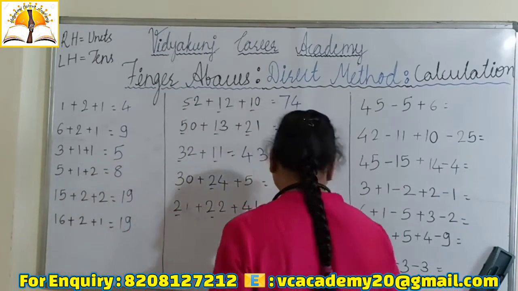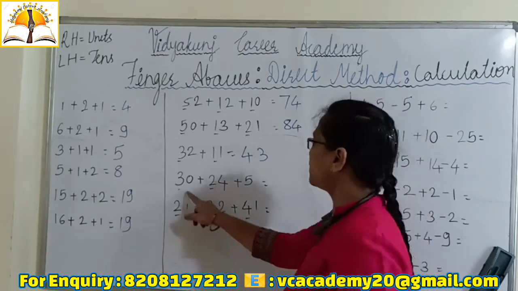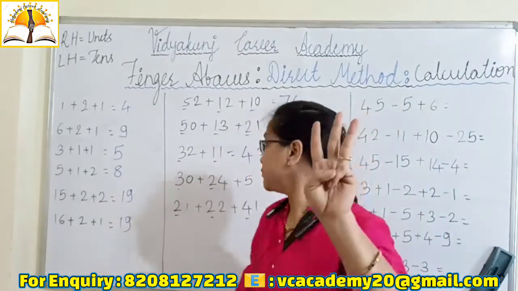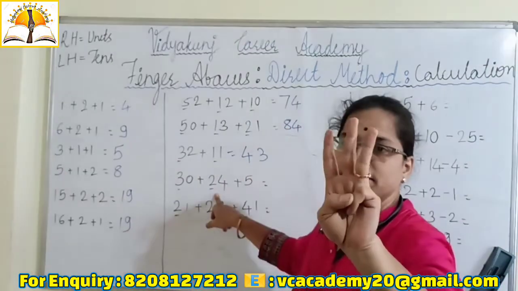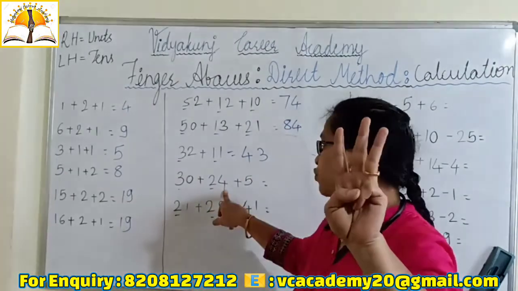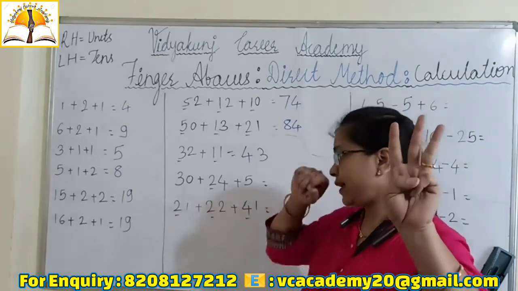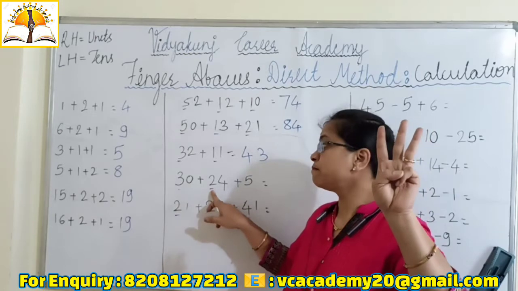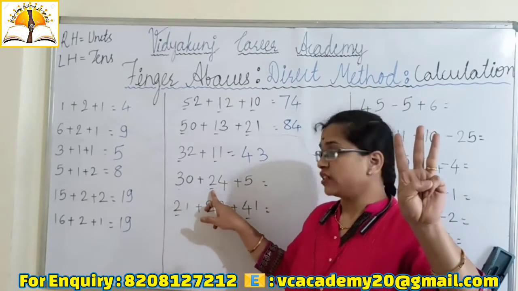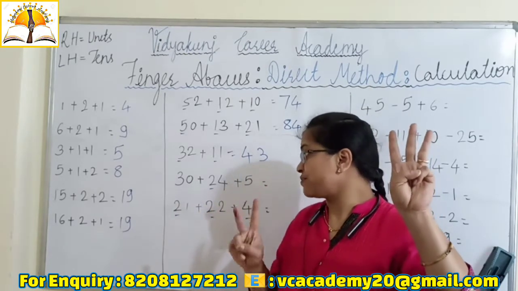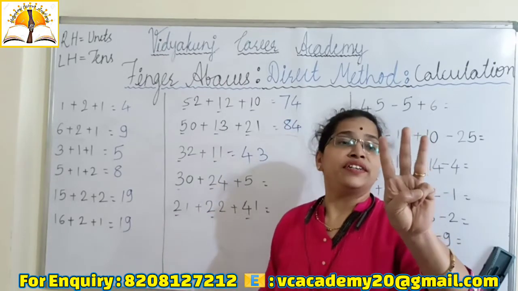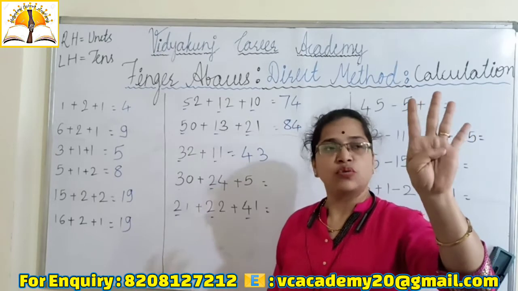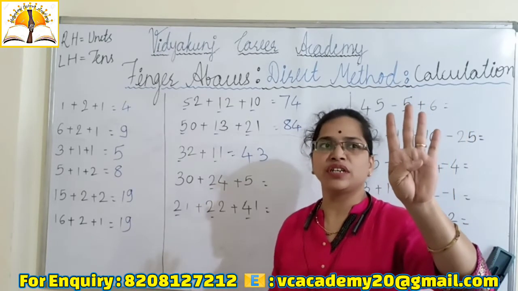Next number 30. We have to represent it on the left hand. 10, 20, 30. Yes or no? Okay. Next number 24. Here 20 means we want to raise 10. 20 plus 20. We have to add 2 times 10. Yes or no? 10, 20. How do you add 20 here?